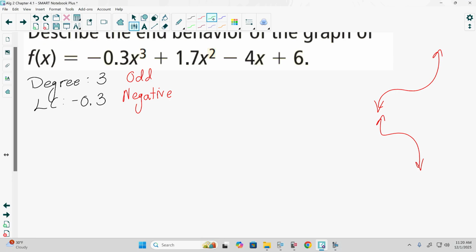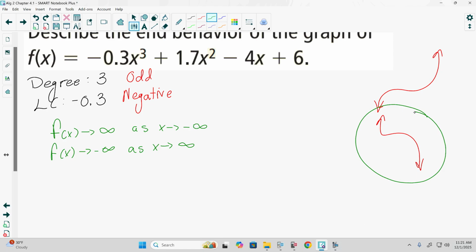But as we look at odd and negative, it tells us that f of x approaches positive infinity as x approaches negative infinity. As I plug in smaller and smaller values of x, as it approaches negative infinity, the function itself should be going to infinity. It should be going up. And f of x should be approaching negative infinity as x approaches positive infinity, which means our graph should end up doing something like this here.